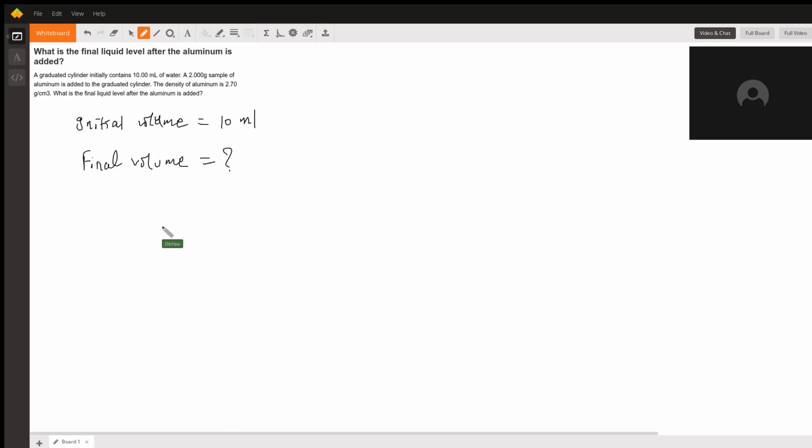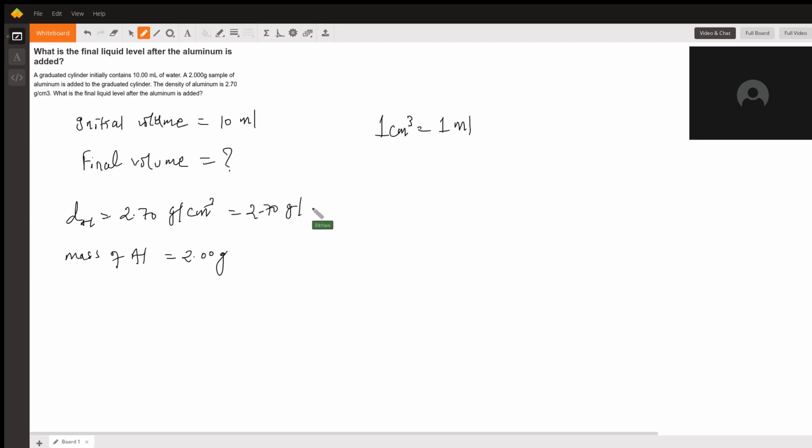Now to do this problem, we're given the density of aluminum, which is 2.7 grams per centimeter cubed, and we have the mass of aluminum, which is 2 grams. From our unit conversion, we know that 1 centimeter cubed is the same thing as 1 ml. That means the density of aluminum is 2.70 grams per ml.